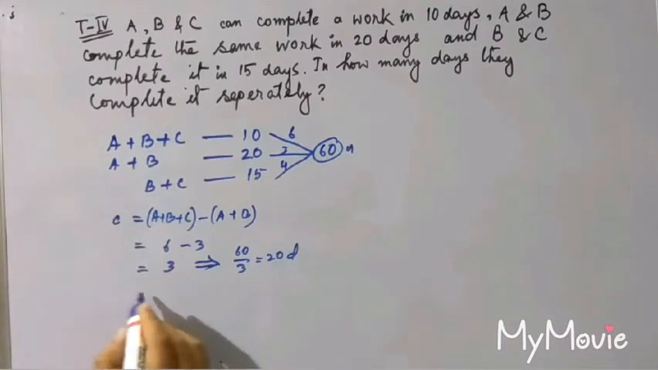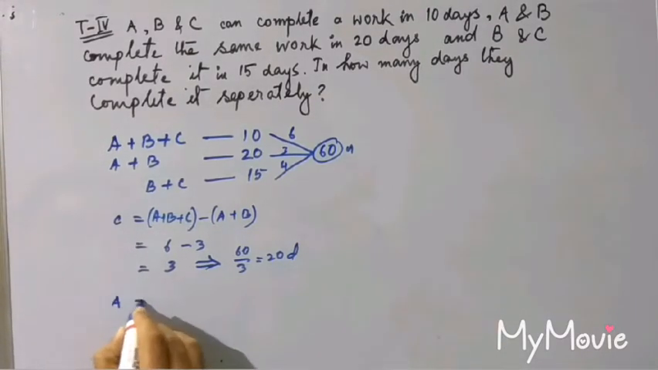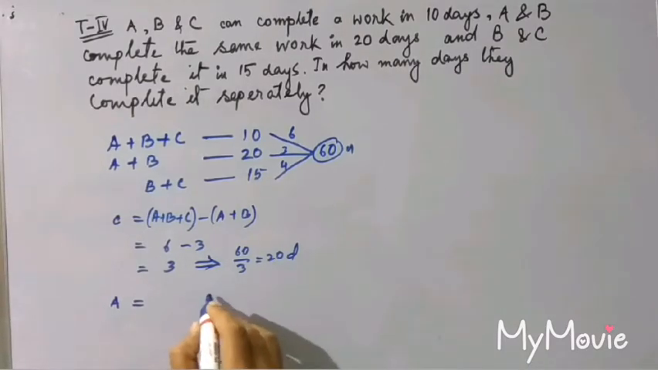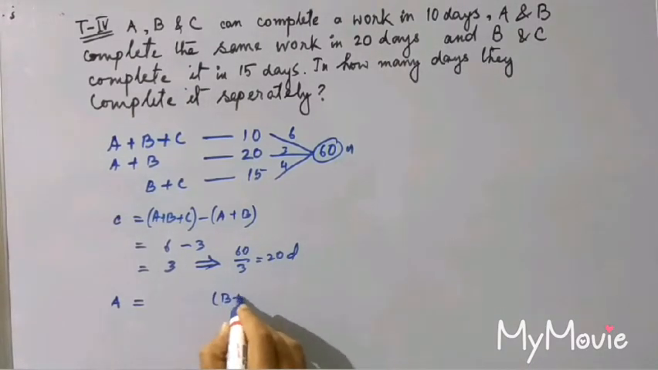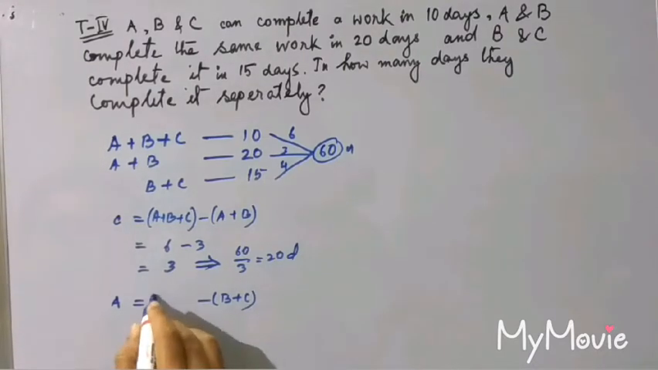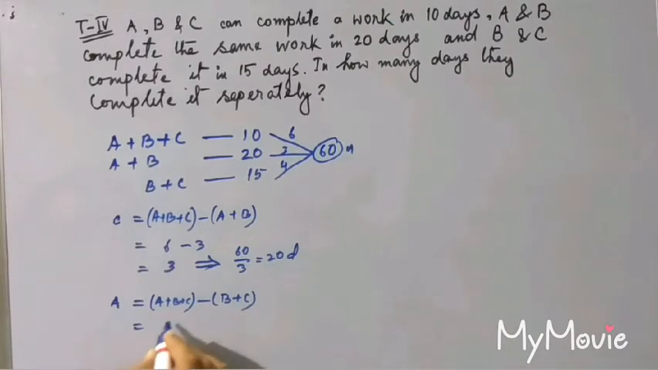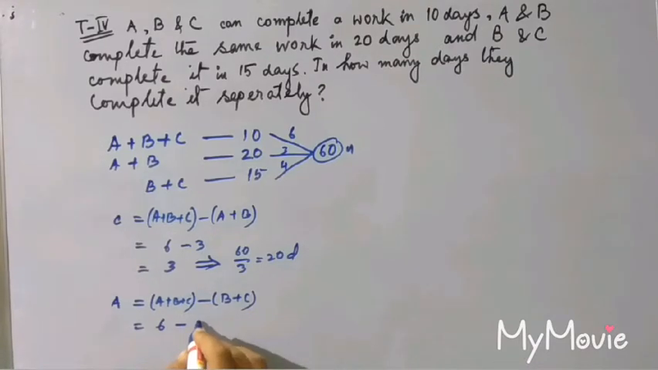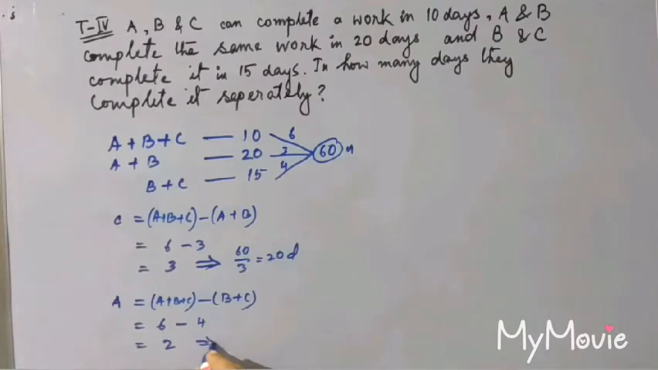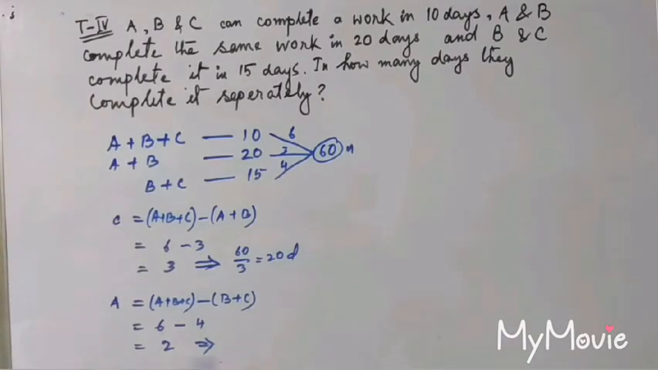The case is similar for A. We have to subtract B and C's unit of work from A, B, C's unit of work. 6 minus 4 gives 2. Therefore, the number of days of completion for A is 60 divided by 2, that is 30 days.